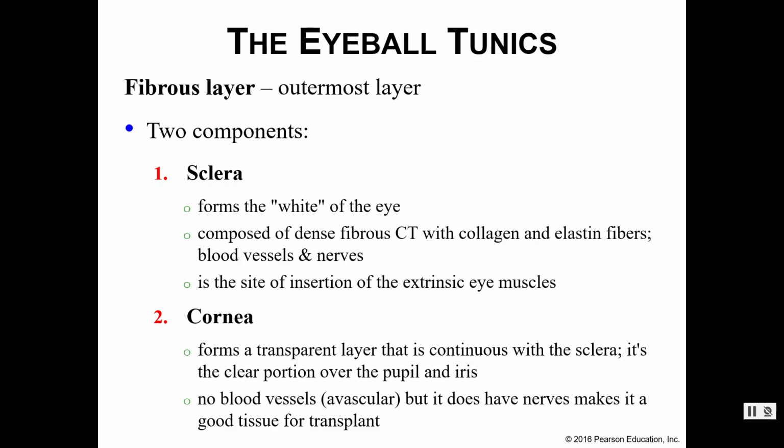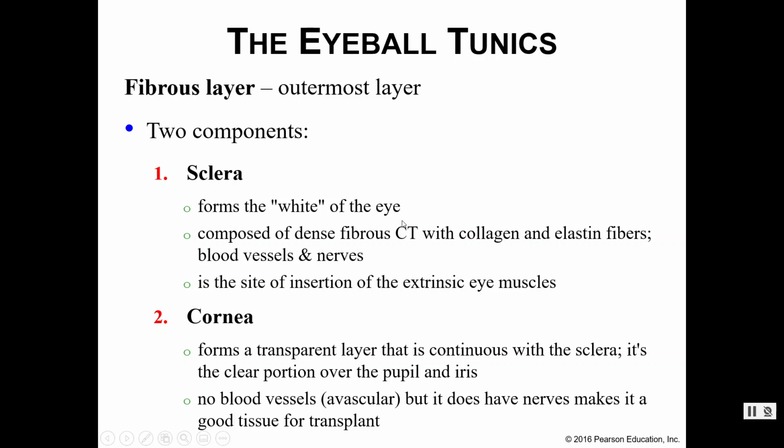We also have blood vessels and nerve fibers here as well, so we have to feed the eye. We have to give nutrients and oxygen, and we're able to feel if something touches our eye because we've got these nerves. This is also where your extrinsic eye muscles insert, so this is where they attach. They do attach directly to the eyeball itself, which makes sense. If you want to move the eyeball, you're going to have to touch the eyeball, right?